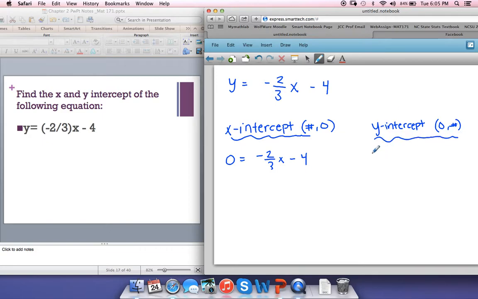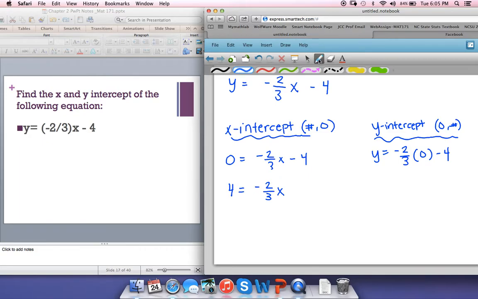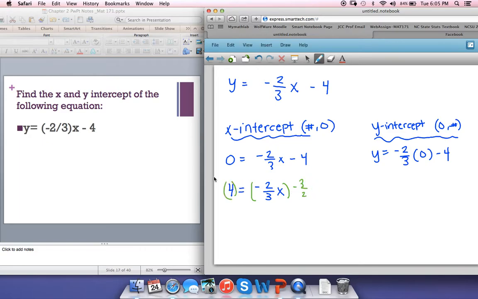And so then you're going to have y equals -2/3 times 0 minus 4. You're going to solve each of these equations. You know how to solve for x. You're going to isolate x by itself. In order to get rid of this, I'm going to multiply by the reciprocal, so that's -3/2. You have to do that to both sides. -12/2 equals x, and -12 divided by 2 is equal to -6 equals x.